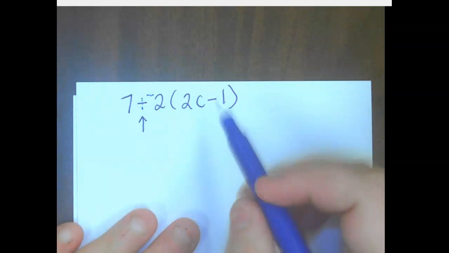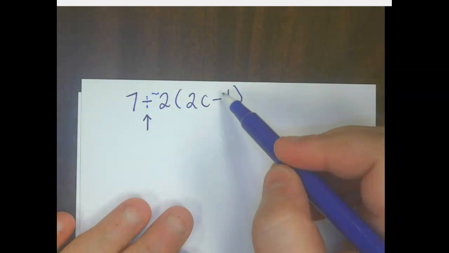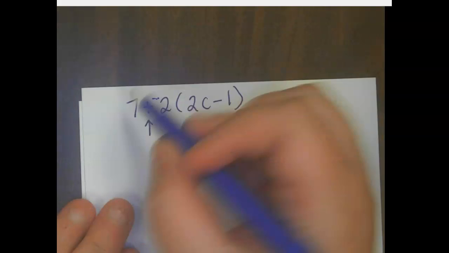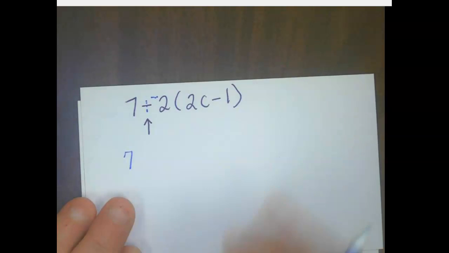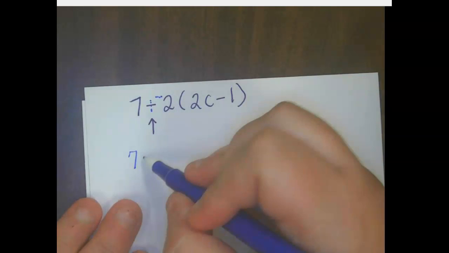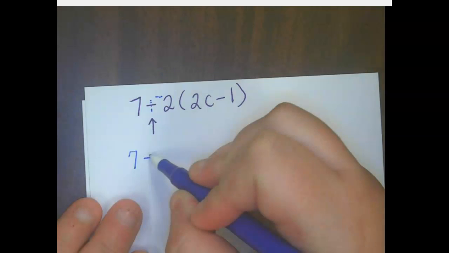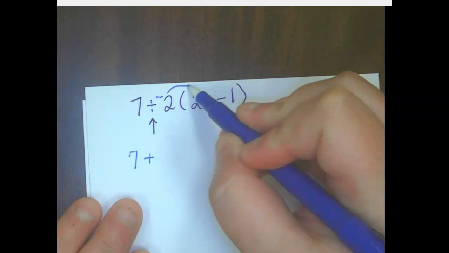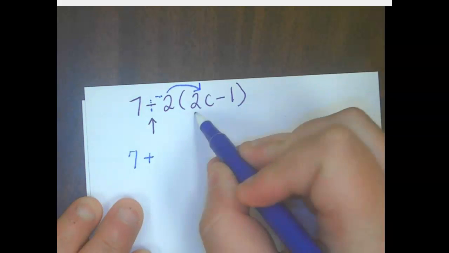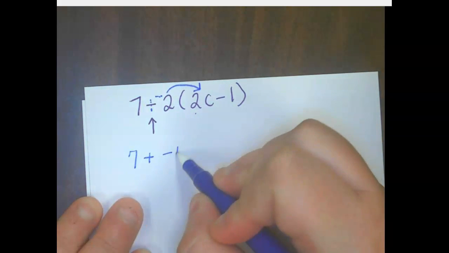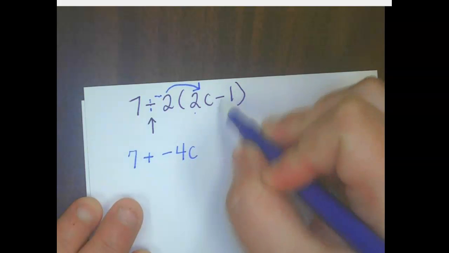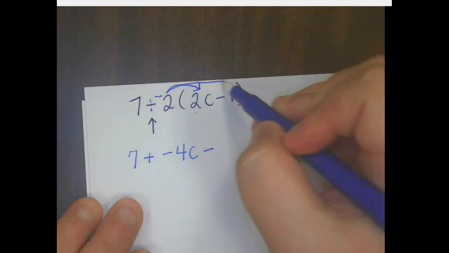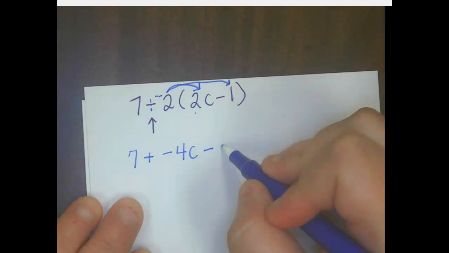Alright, so I'm going to add a line, change a sign here. And some of you, if you want to add line change sign inside the parentheses, you can. So I have 7. I can't do anything with that 7 yet. So I'm going to have an addition sign because I changed it to an addition. Then I'm going to give this -2 to everything. So -2 times 2c is -4c. Bring down my subtraction. -2 times 1 is -2.